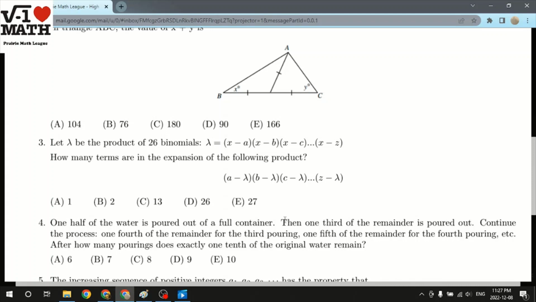Question 3. Let lambda be the product of 26 binomials. Lambda is equal to (x minus a)(x minus b)(x minus c) through (x minus z). How many terms are in the expansion of the following product? (a minus lambda)(b minus lambda)(c minus lambda) through (z minus lambda).